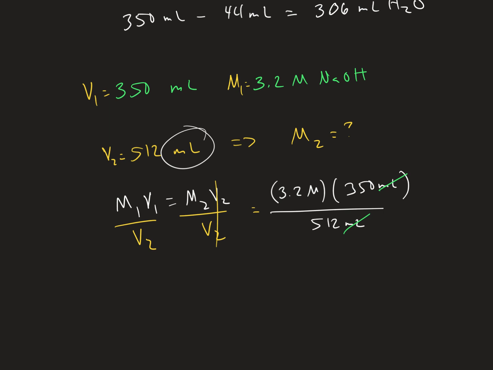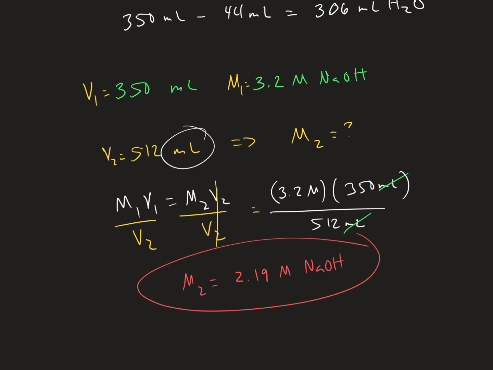Okay, and I don't have this answer. I just picked these numbers out of my head. So go ahead, calculate this. What do we get? 2.19 what? Molar concentration of NaOH. Don't just say M, because we have to know what it is. What's the substance? Are we good there?